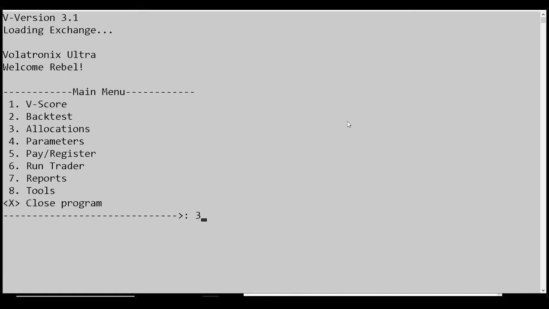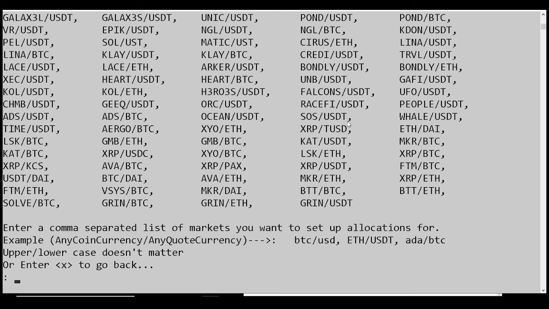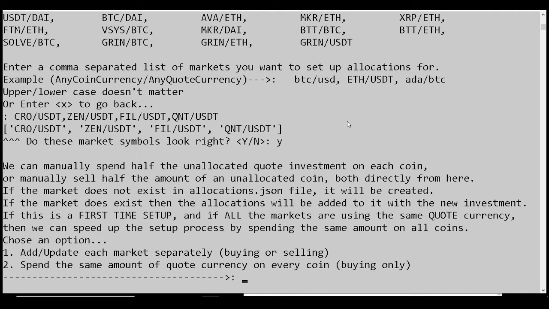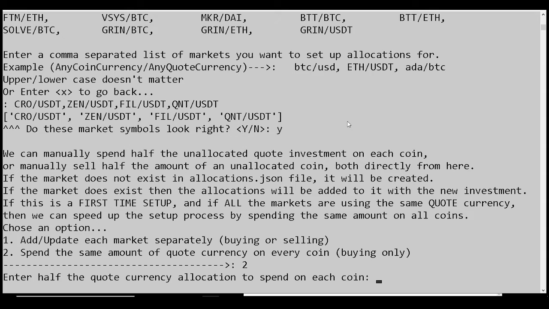But we can go back, we can relaunch the robot, and look at the other allocation option, which was spend the same amount on every quote currency. Then you enter that. Maybe you want to spend $20, and that assumes another $20 is available, right? So spending 20 here means you're investing $40 into each market. 50% goes to buying the coin, and the other 50% is saved as allocation for buying more coin in the future. Again, I'm not going to do that here, but it will do it one by one through each one of the markets.